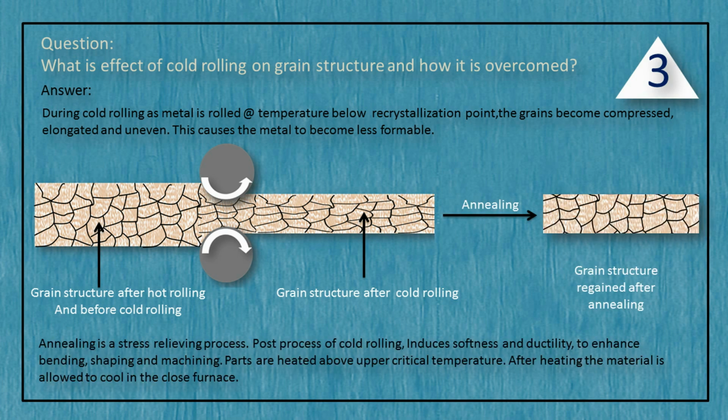Annealing is a stress-relieving process. Post-process of cold rolling induces softness and ductility to enhance bending, shaping and machining. Parts are heated above upper critical temperature. After heating, the material is allowed to cool in the closed furnace.